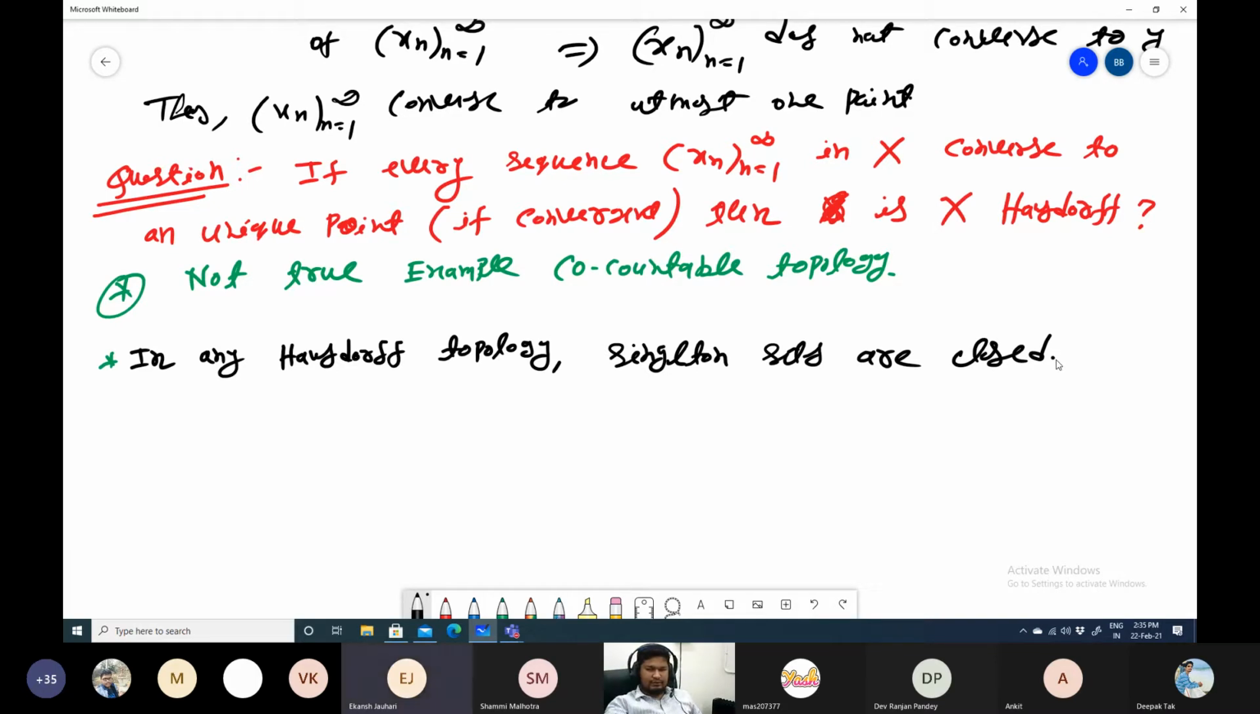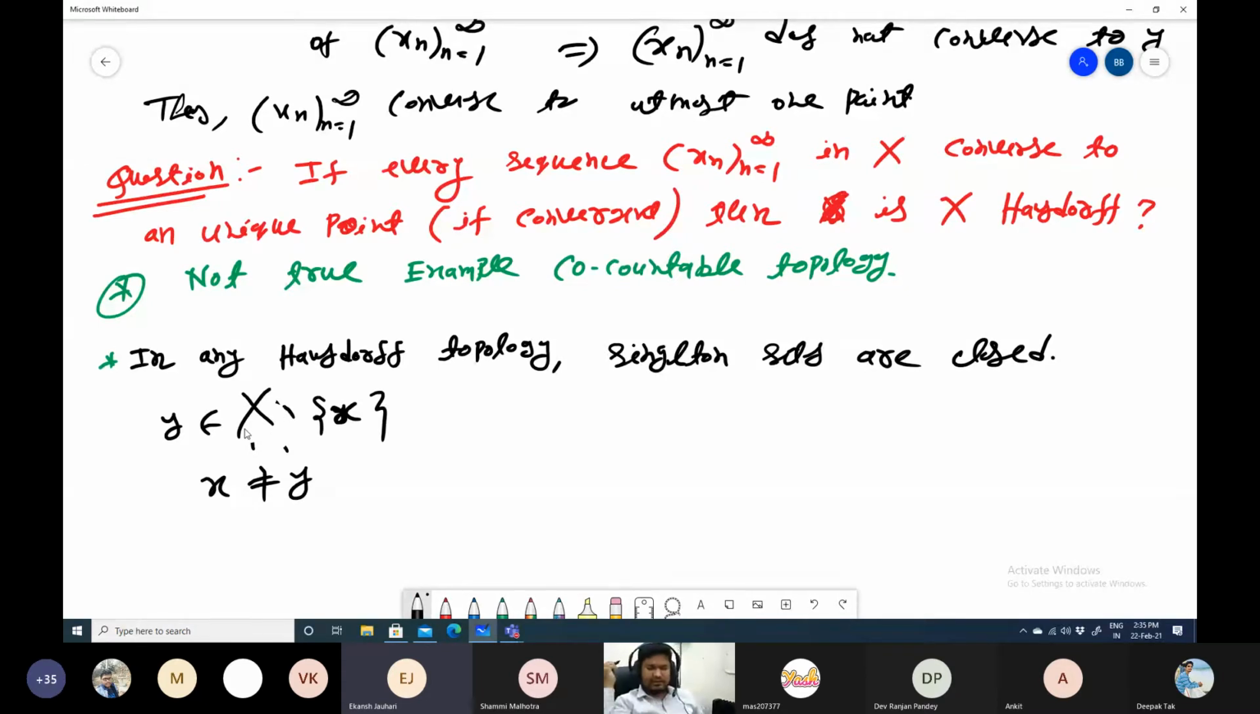Sir, we have to show that the complement is open. So it will be X minus A, and we take an arbitrary point. Suppose we take y. Then x is not equal to y, so by the Hausdorff property, there exists an open ball which does not intersect with x. So it is contained in R minus x.